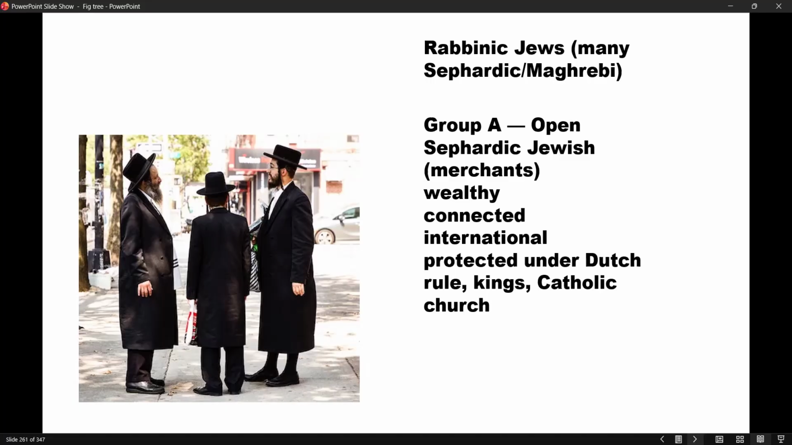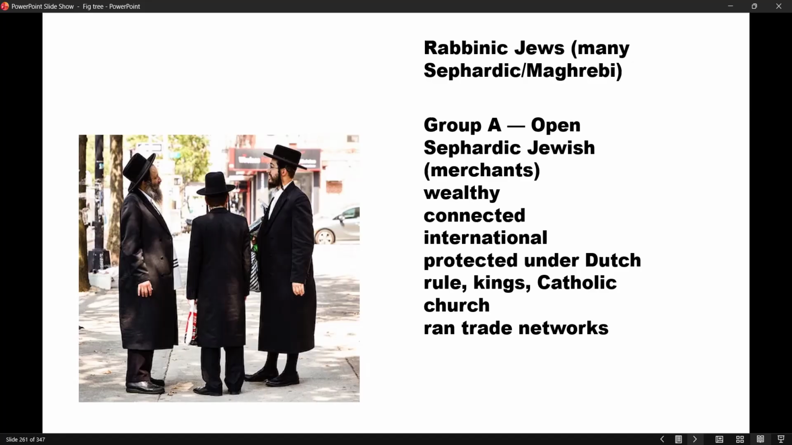Protected under Dutch rule because they were paying kings and the Catholic Church. When they started this venture with the Portuguese and the Dutch, the people were getting mad because they had a monopoly on it. So even the Catholic Church was upset about it. So what did they say? Did they say, well, this is ungodly and you should know better? They didn't say that. They wanted a cut. As long as they gave them a cut, they were fine.